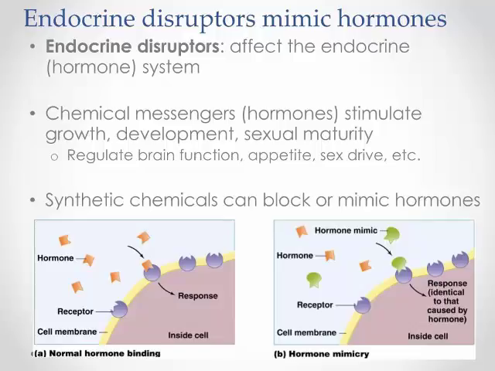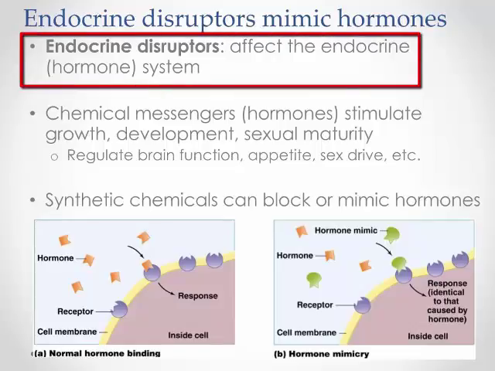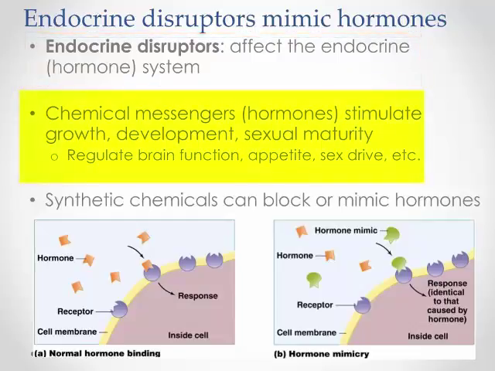Finally, the last toxicant type we will consider is endocrine disruptors. These compounds disrupt the endocrine system, which is the hormone system. Endocrine disrupting compounds are called EDCs for short. Hormones are chemical messengers that stimulate growth, development, and sexual maturity. Hormones regulate brain function, appetite, sex drive, and many other body processes.